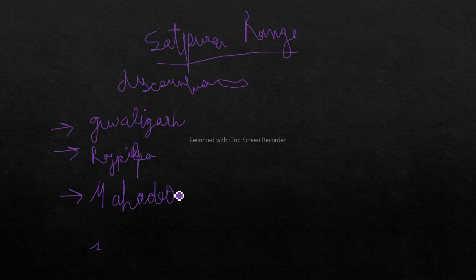Mahadeo Hills. We all know, you can add it onto the other words as well. Mahadeo Hills. Then we have the Maikal range, again very important, Maikal range. Okay, so these are certain important ranges of Satpura that you should remember.